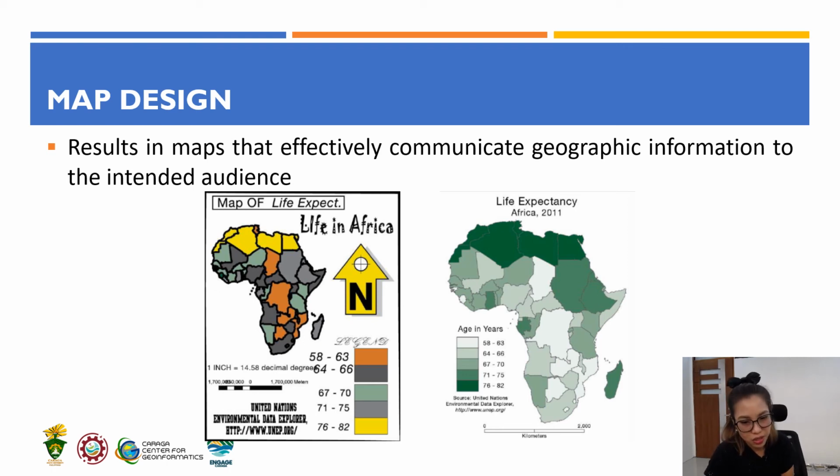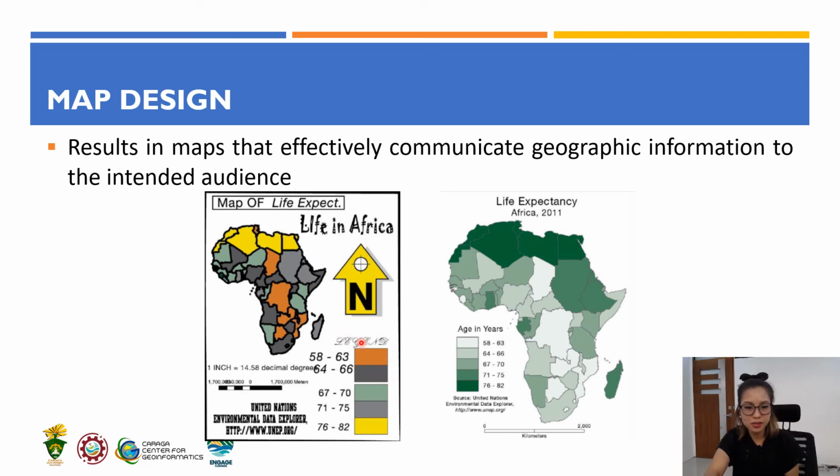Whereas on the left, I don't understand why the O in "of" is capitalized in "Map of life expect." So the grammar is wrong, and also "life in Africa." What do you call this font? Sans something, no? The life in Africa. I don't know if it's a north arrow or a house. This one, I know this reads as legend because this is a legend, but maybe I'm biased, I know that it's a legend.